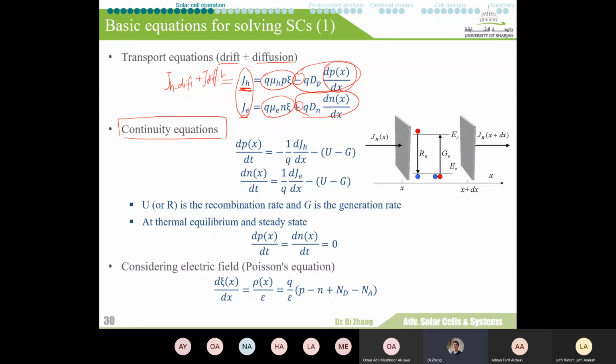What does continuity mean? The continuity equation basically means that if you focus on a small part in the semiconductor in space, for instance, we're looking at a very small segment of material from x to x plus dx, a very small volume, and essentially, if we look at hole or electron separately, we would like to do a counting of holes and electrons going in and coming out and disappearing in this small volume.